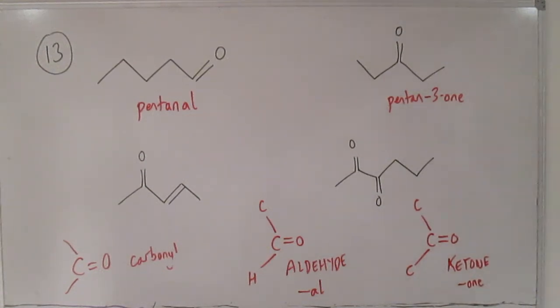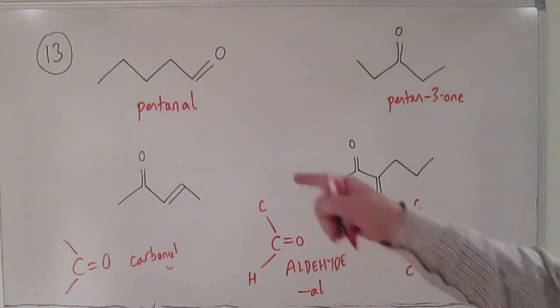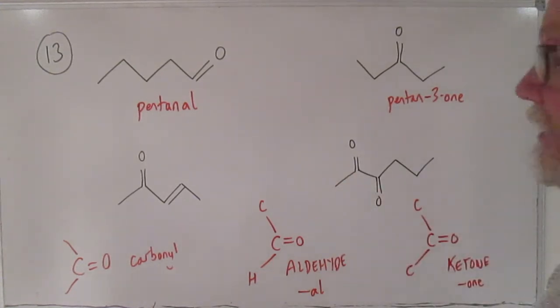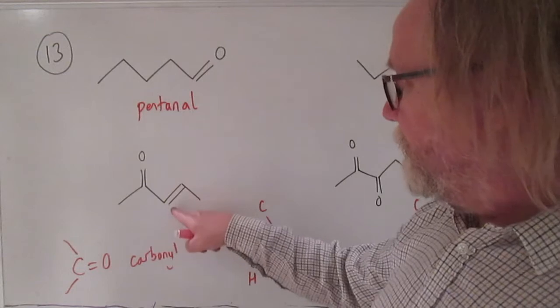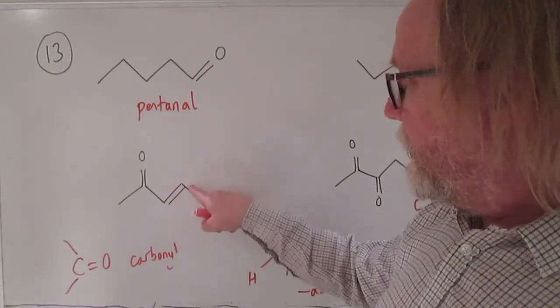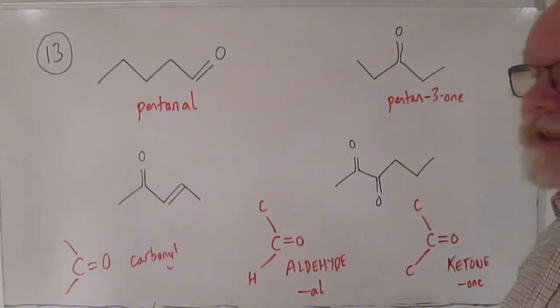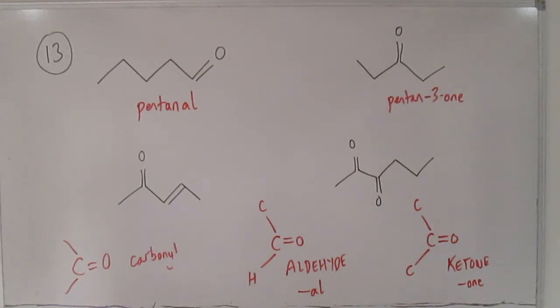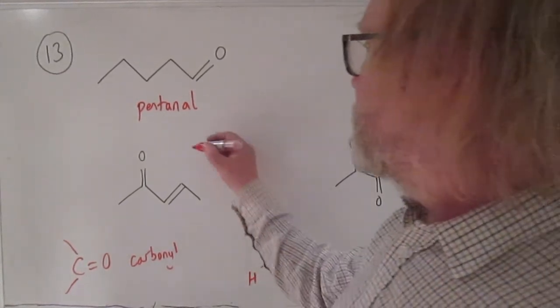Okay, so that's that one. Now this one, again we've got a chain of 5, but this time it's got an alkene group in it, a double bond, so that's going to make the name slightly more complicated.